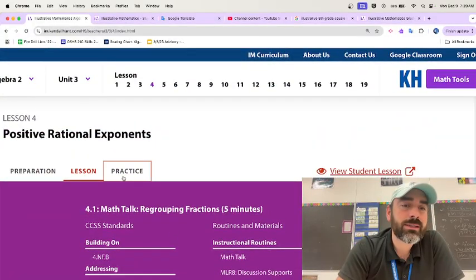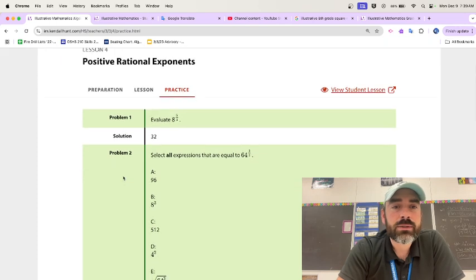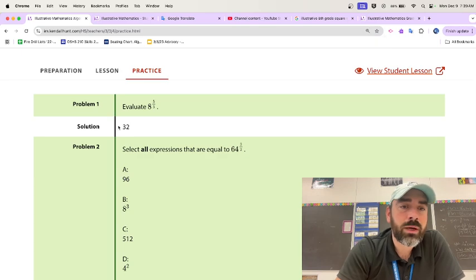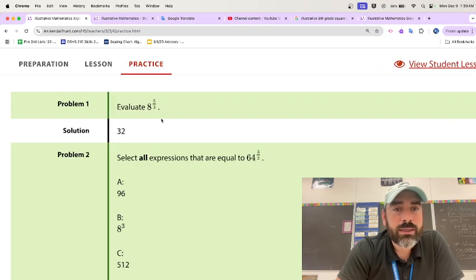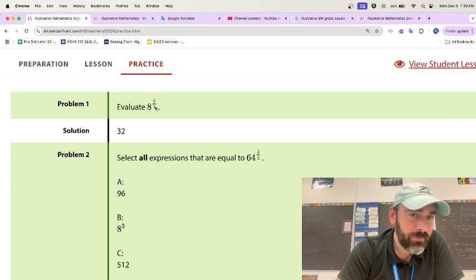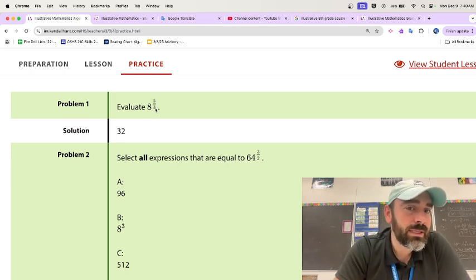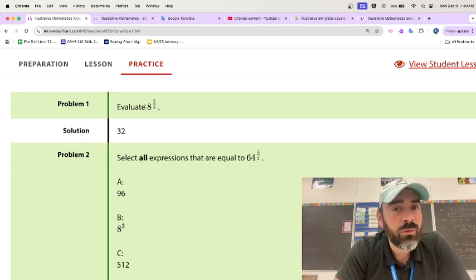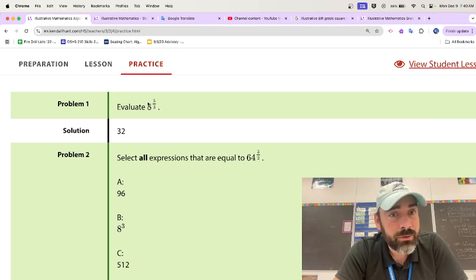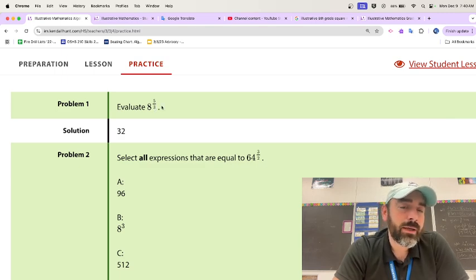Homework was 1 through 3 and number 6. So let's see, number 1. Why is the answer 32? It says evaluate 8 to the 5/3 power. We got a couple ways that we can do this. The 3 means we're going to take the cube root of 8, and the 5 means we're going to raise it to the 5th power. We can either raise 8 to the 5th power now, or find the cube root of 8 first and then raise that to the 5th power. That's what we're going to do, because what is the cube root of 8? What times what times what equals 8? That would be 2. Then we would have 2 raised to the 5th power, and 2 to the 5th power is 32.